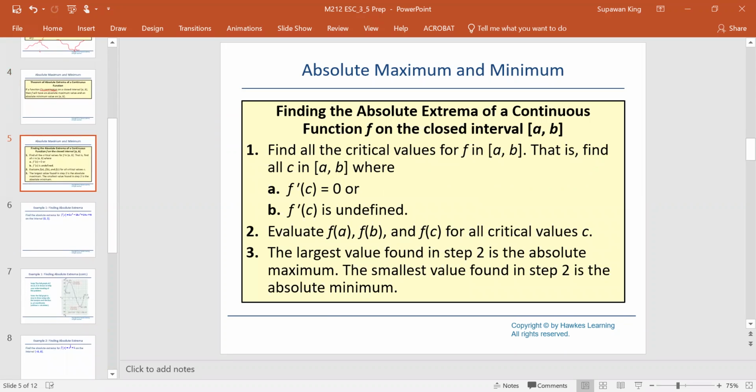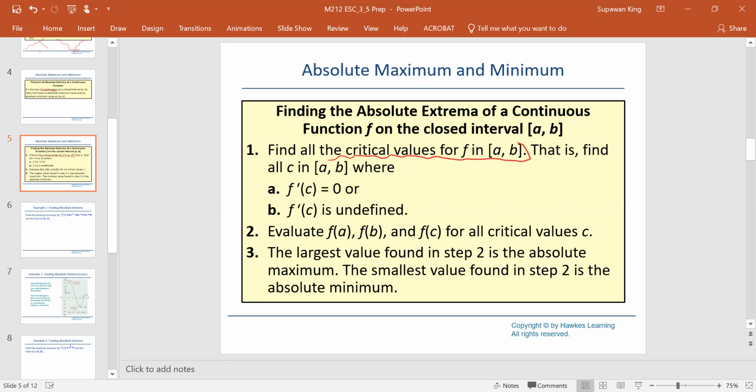To find the absolute extrema of a continuous function on the closed interval [a, b], step 1, we find all critical values on the closed interval [a, b]. That means you are going to find the derivative and let it be 0 or let it be undefined, or look for the cases that give you slope 0 or slope undefined.